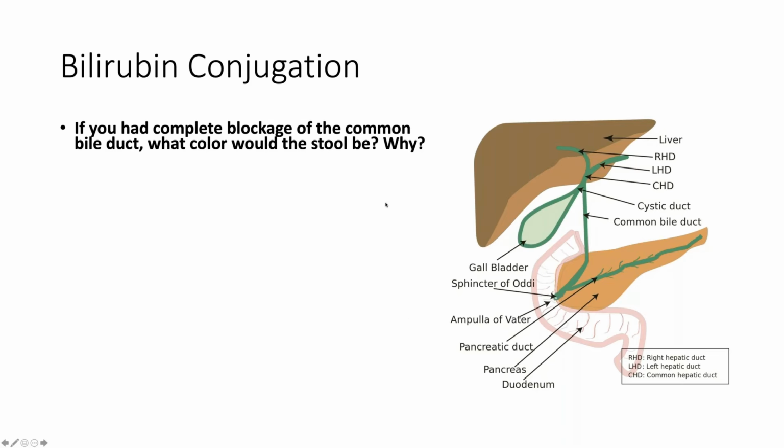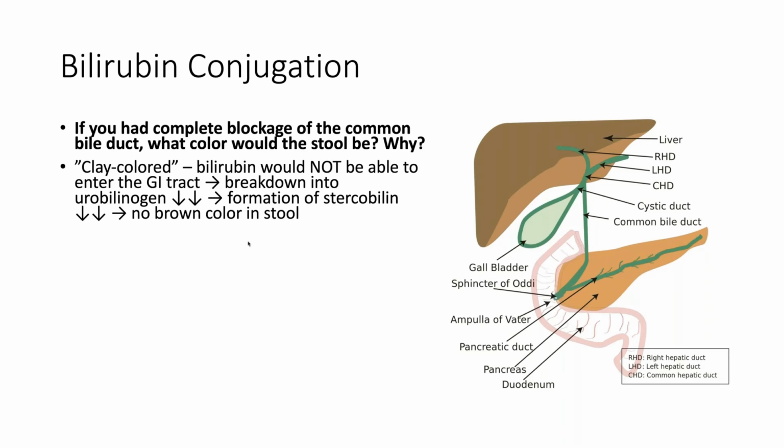Satya, if you had a complete blockage of the common bile duct, what color would the stool be and why? The stool would be pale because there is no bile coming in. Yeah, exactly. Specifically, there'd be no bilirubin coming in. So if there's no bilirubin, there's no urobilinogen. If there's no urobilinogen, there's no stercobilin. And so there's nothing that's going to give the stool the brown color. Classically, they say clay colored. Boom. Isn't that cool?